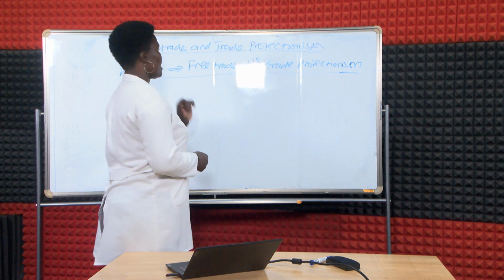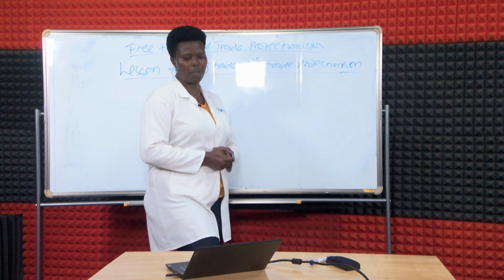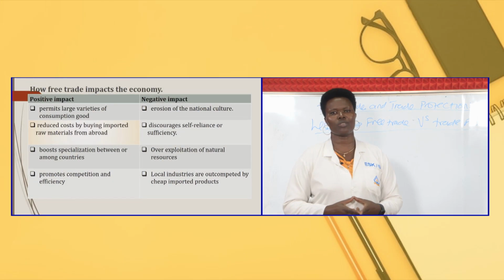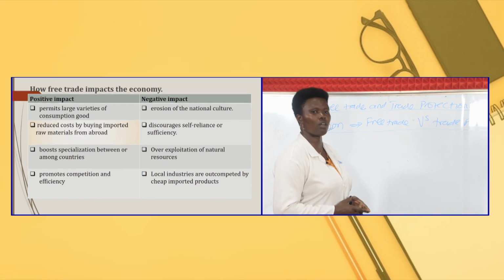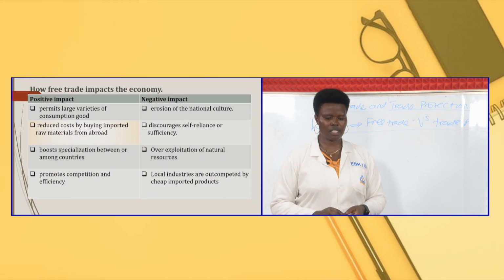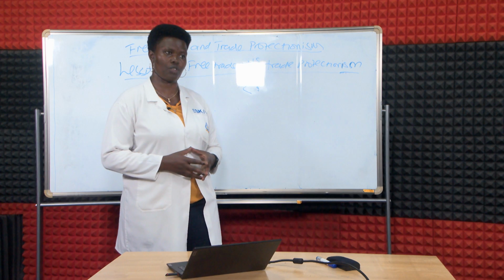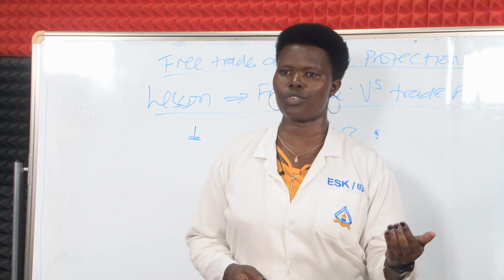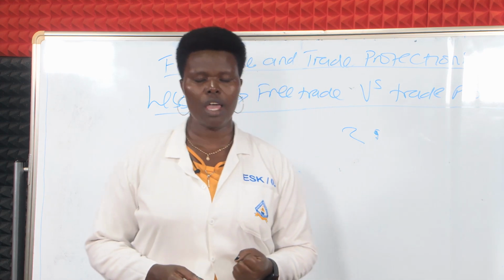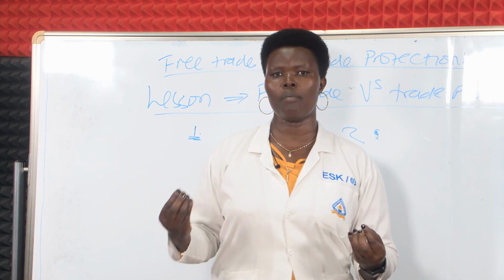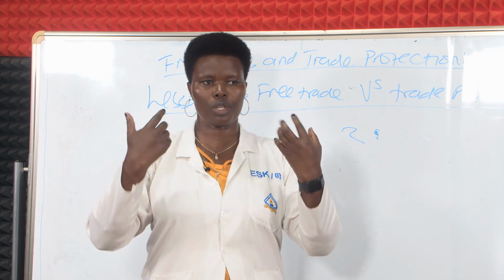Now let's first see the advantages of trade protectionism. Now we are having how does free trade impact an economy. We are going to see the impacts on an economy. Let's go through. Here, we are going to have free trade. As we have said, free trade is trade between or among countries without any restrictions. Now let's see the advantages and disadvantages altogether. There are so many, but we are going to have a few which will give you a clue.